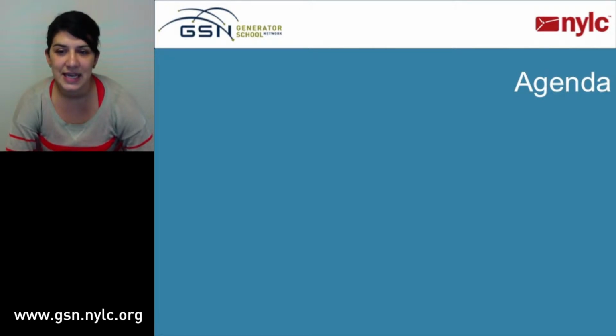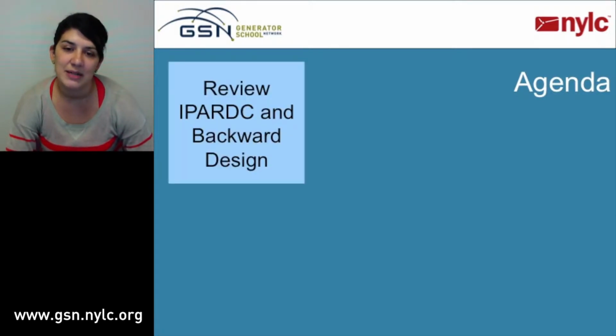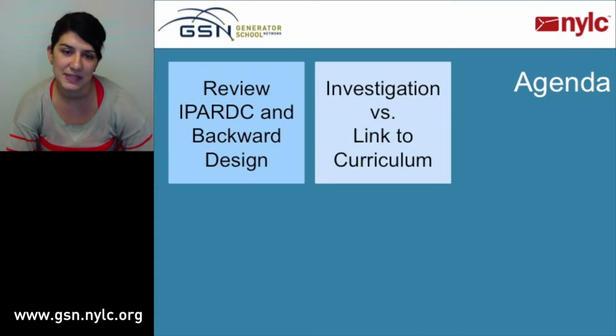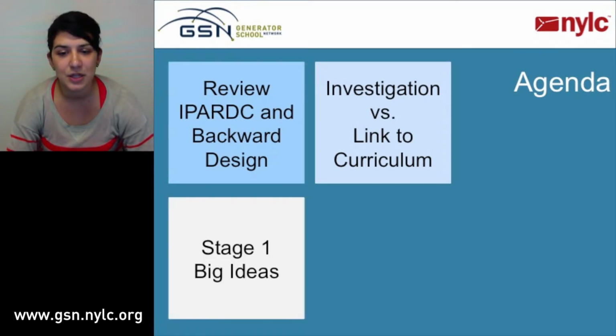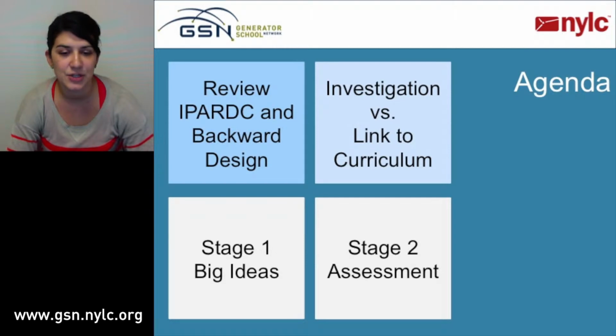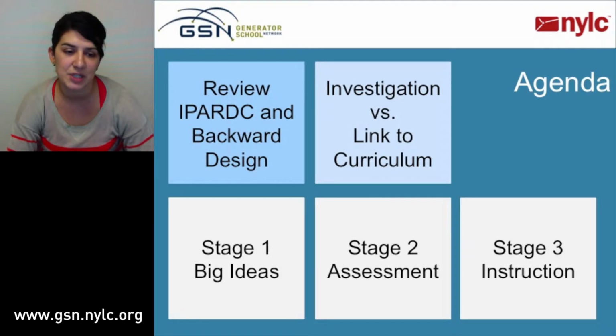On our agenda for today, we are going to be reviewing the IPARD cycle and the backward design process. Then we will be moving into a brief discussion about investigation and linked curriculum and where to integrate those two steps. We'll then start looking at the planner itself and go into stage 1, which involves the big ideas. We will explore stage 2, which looks at how to integrate formative and summative assessments. And we will end with stage 3, which is really planning the service and academic activities for your instruction in the unit.